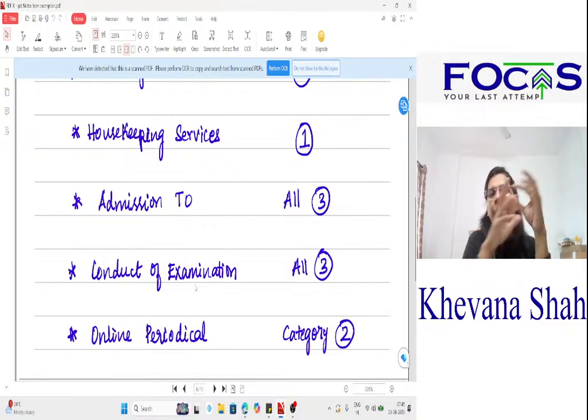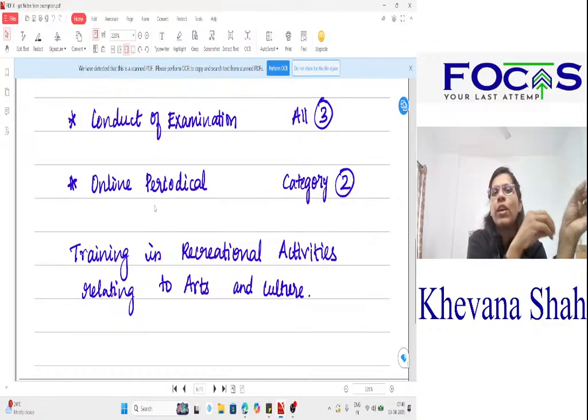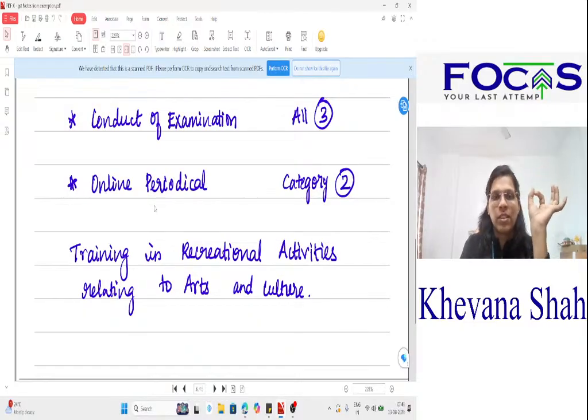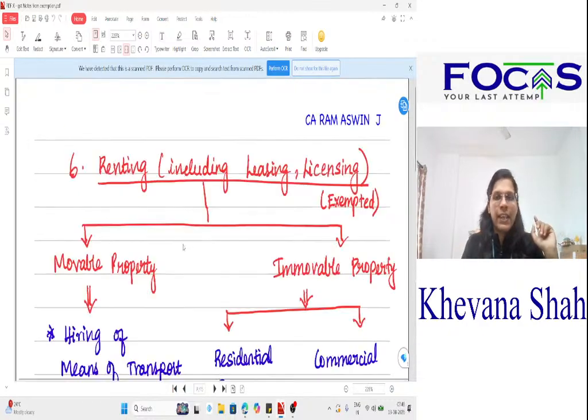this exemption. And if you are giving any online periodicals, then this exemption will only be applicable to category 2, that is, if that is a part of your qualification which is recognized by law. For that, if you are giving any online periodicals, then in that case that will also fall under your exempt services. Then training in any recreational activities relating to arts and cultures, again this is an exempt service.